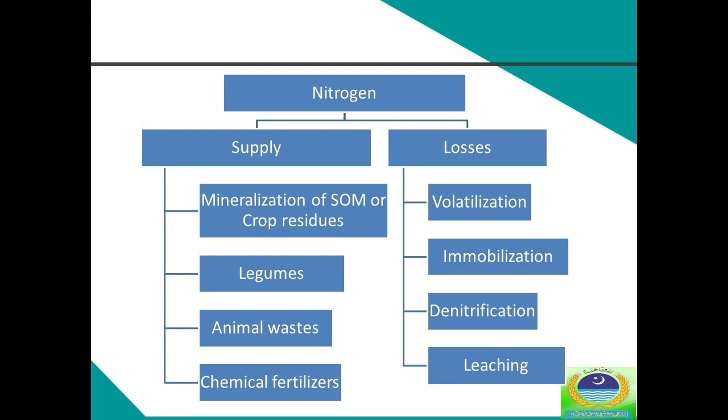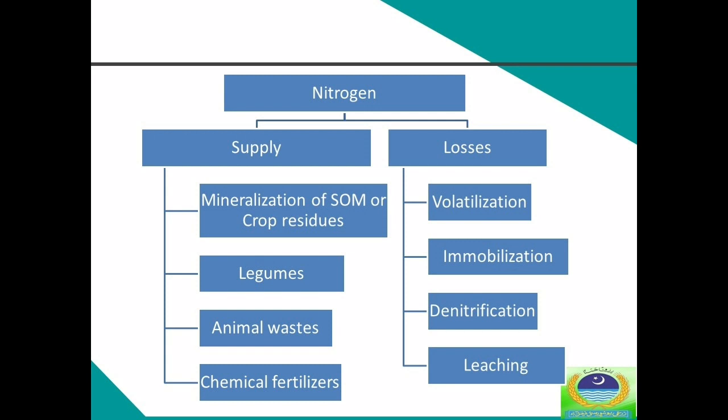Immobilization is the reverse of mineralization. In immobilization, the inorganic forms of nitrogen, that is, nitrate and ammonium, are tied up or taken up by soil organisms, and therefore they become unavailable to crops. The soil organisms also compete with crops for nitrogen. However, when these soil organisms die or decay, then that nitrogen can be released.